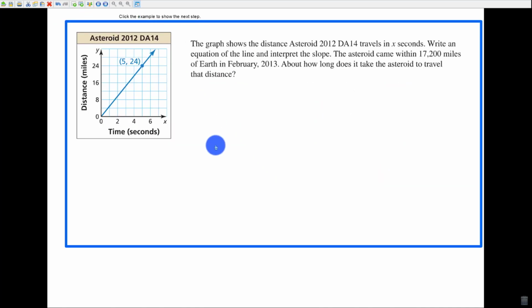So here we have our first example. To the left, we have a graph that says asteroid 2012 DA14, and we can read that the graph shows the distance asteroid 2012 DA14 travels in x number of seconds. So seconds is on the bottom x-axis, and the distance is in miles. It says write an equation and interpret the slope. We know that it's going up, and we need to write an equation. It starts at (0, 0). That would be our first point, and we can have another nice neat point at (5, 24).